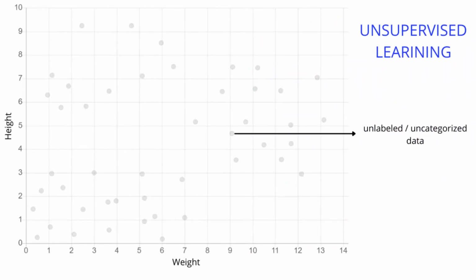Unsupervised learning is a type of machine learning in which an AI system is presented with unlabeled or uncategorized data. No labels are given to the learning algorithm. It works on its own to discover patterns and information that was previously undetected.